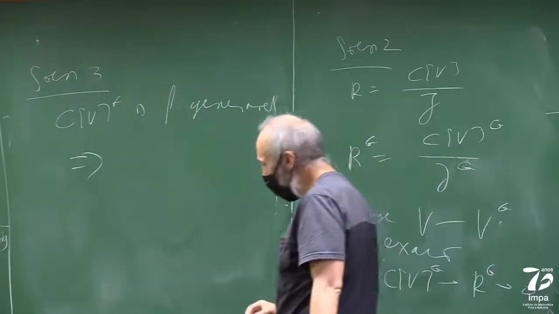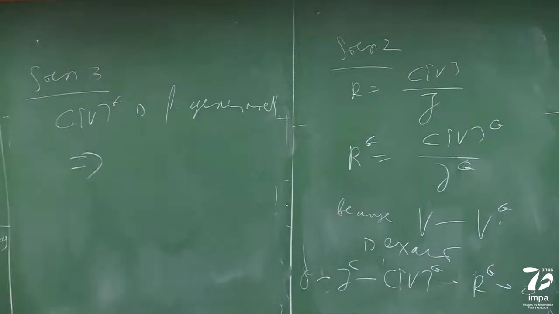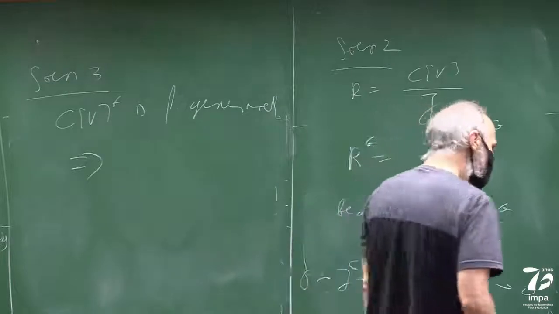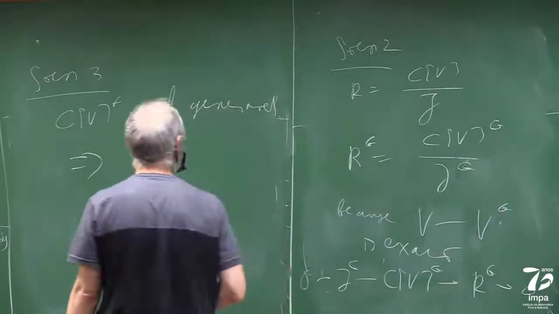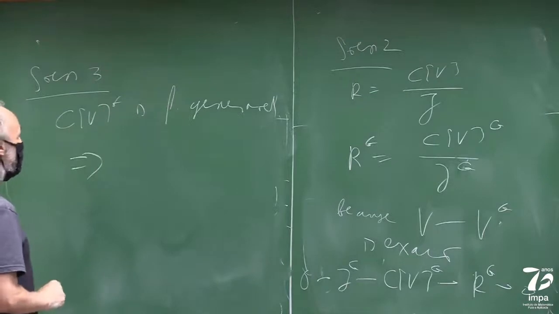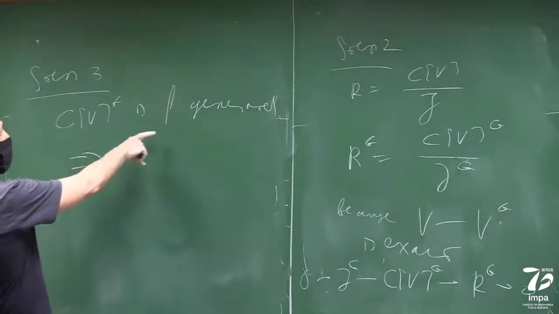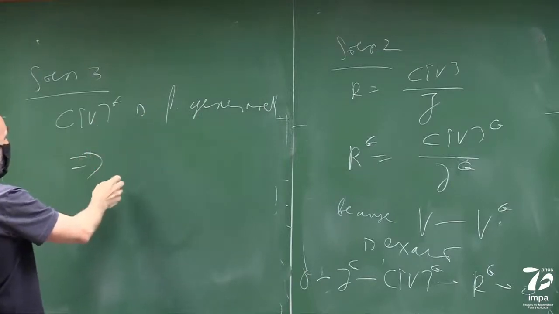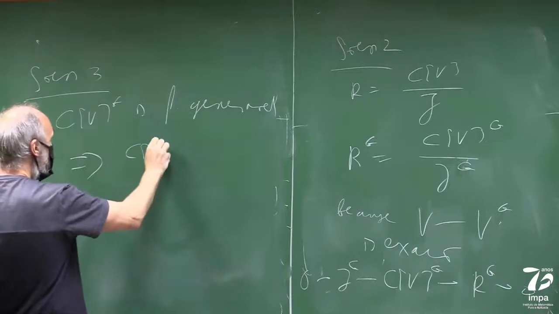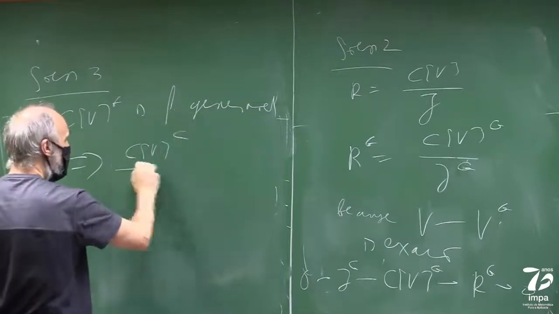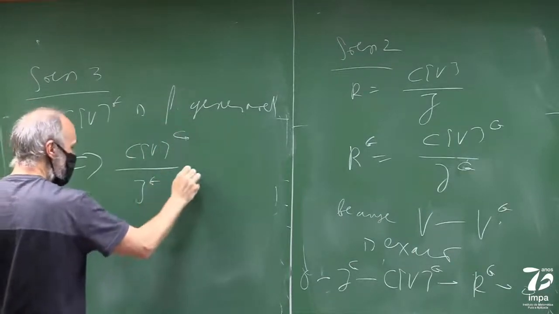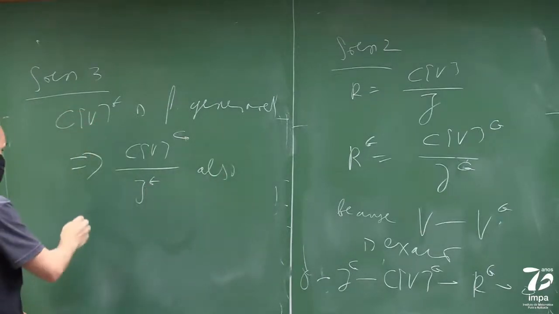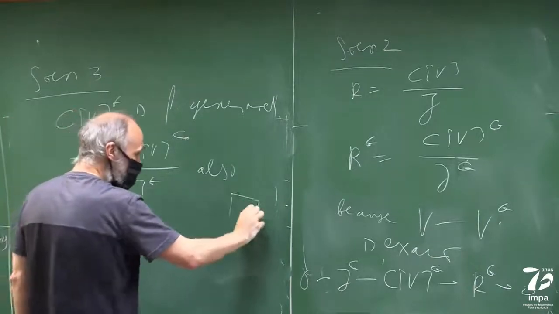Probably it would be true for general characteristic, but the proof would probably be different. I don't know. I never thought about what happens in bad characteristic. Okay, so C[V]^G is finitely generated. Then C[V]^G quotient by J^G is also finitely generated, because a quotient of a finitely generated ring is finitely generated. And this finishes the proof.